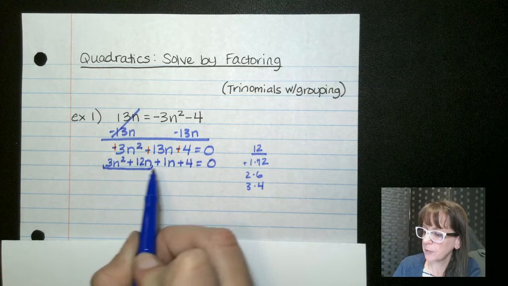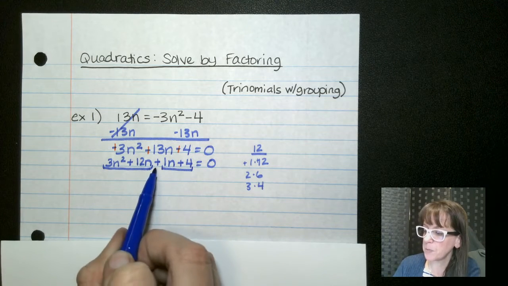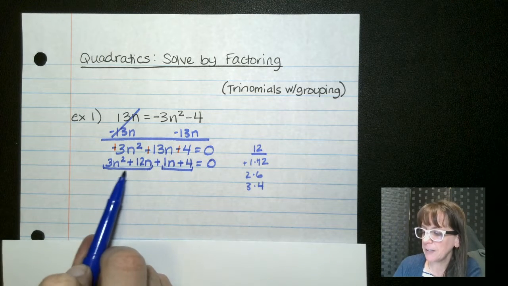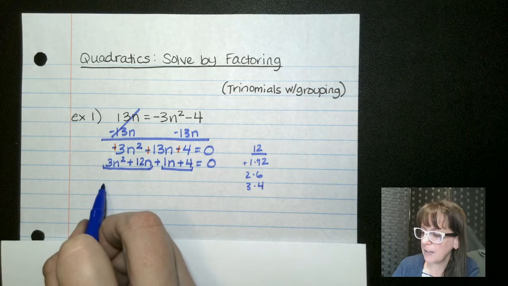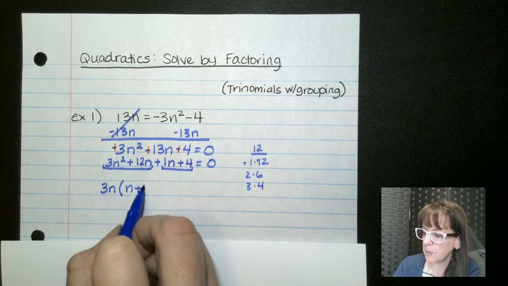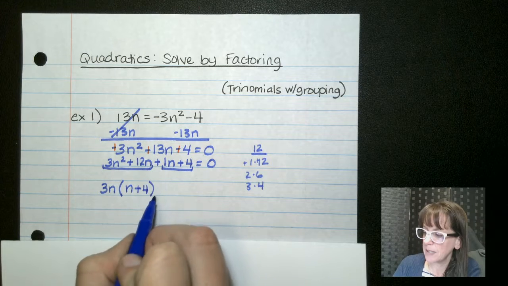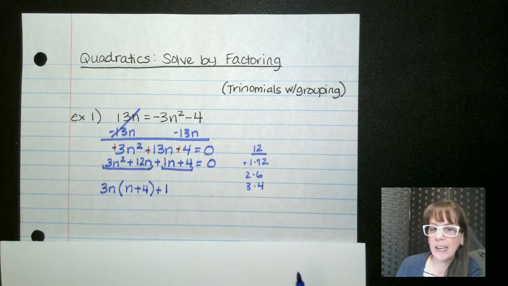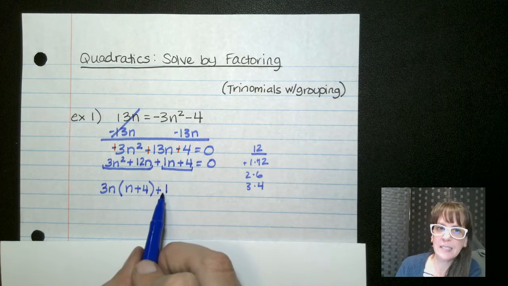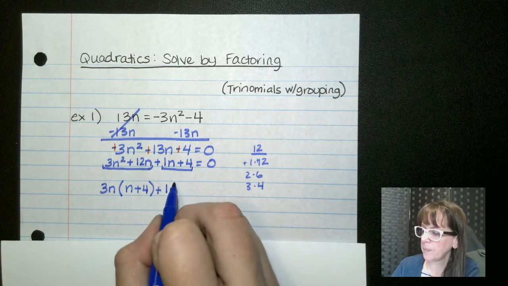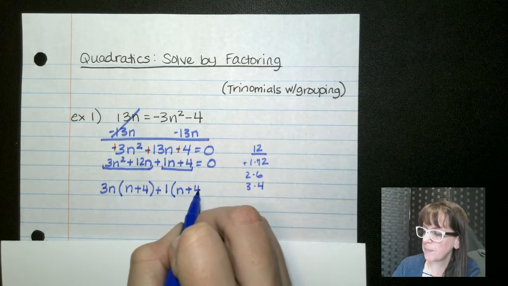Notice I'm grouping the first two terms and then the last two terms, but that middle sign operation I'm leaving alone because I'm going to bring that down. Looking at the first here, it looks like I have a 3n I can factor out. That leaves me with n plus 4. Bring down my plus sign. And here, the only thing I can take out is a 1. And normally we don't take out a 1, but I think it's really helpful when we're doing this because you can see, okay, I've got a 1 there. That leaves me with n plus 4.